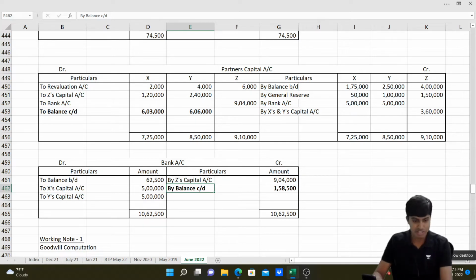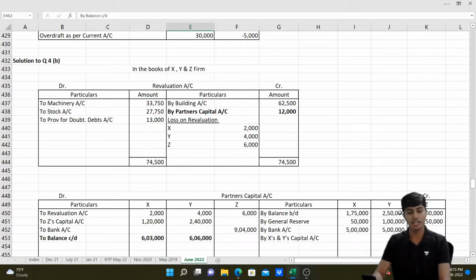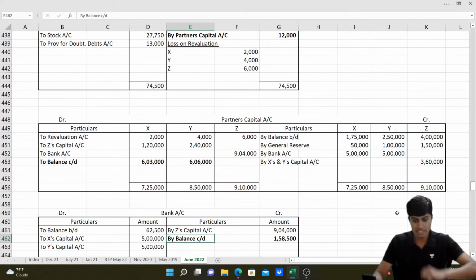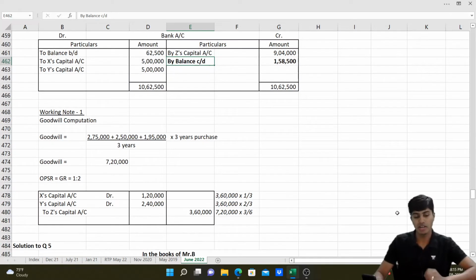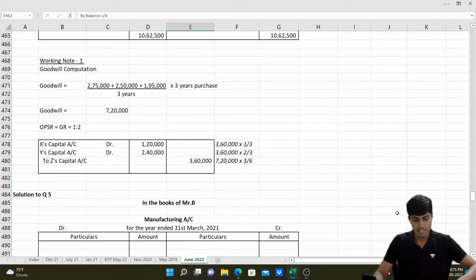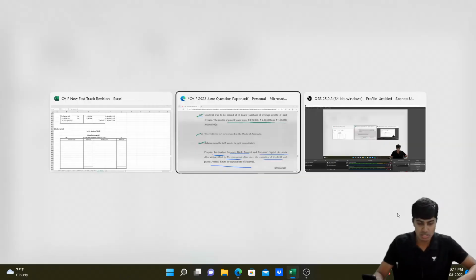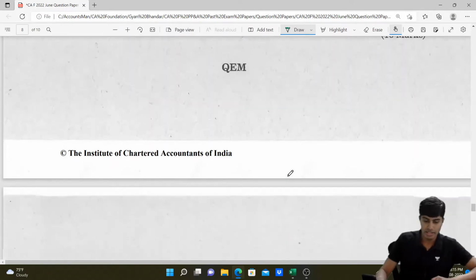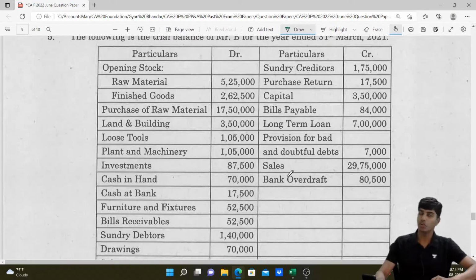As the question requires, we have successfully prepared our revaluation account, partners' capital account, bank account and working note for goodwill, including journal entries. Now let's move on to question number 5. This looks like a question on final accounts. Let's quickly see what this question is all about.